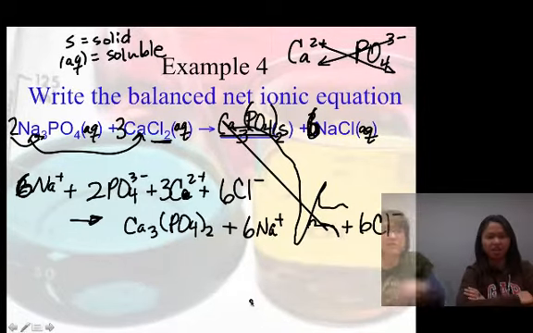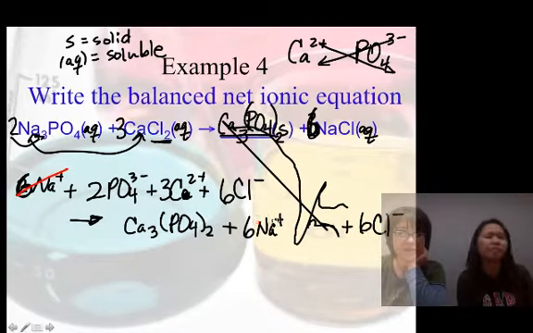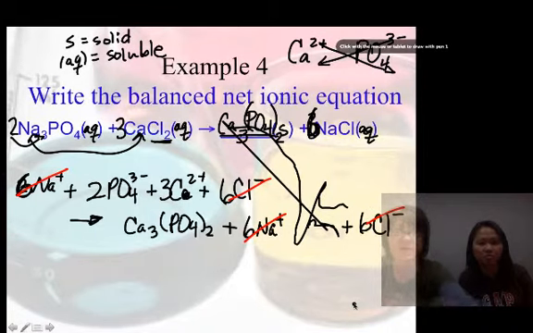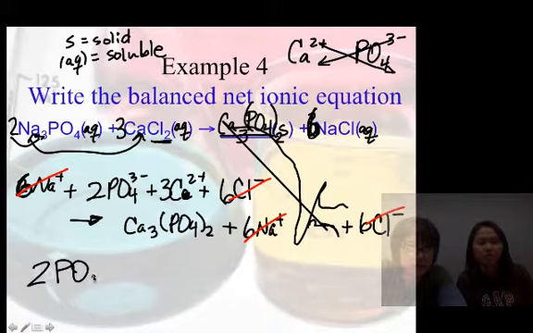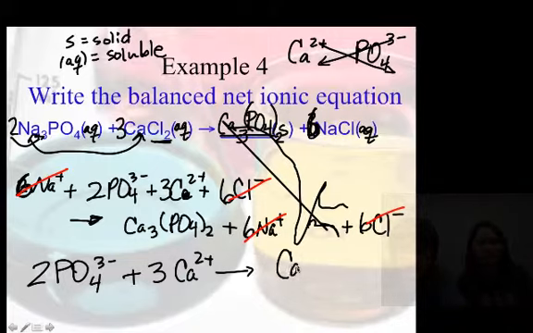Do we have spectators? Yes, I see 6 Na+. Okay, and gone. 6 Cl minus. Gone. And that's it. All right, those are the spectators. So we have what's left in the net ionic equation: 2 phosphates, 3 calciums, and that makes 1 calcium phosphate.